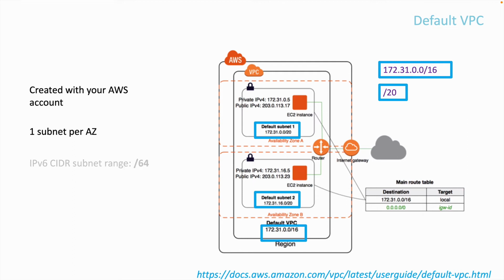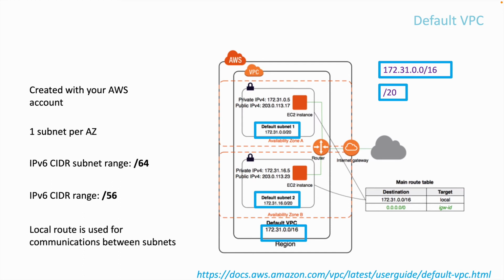We can also use IP version 6 for your Amazon VPCs. And the IP version 6 CIDR for your subnet range is a /64, and the IP version 6 CIDR range for your VPC is a /56. And communication inside your VPC is going to use the local routes.